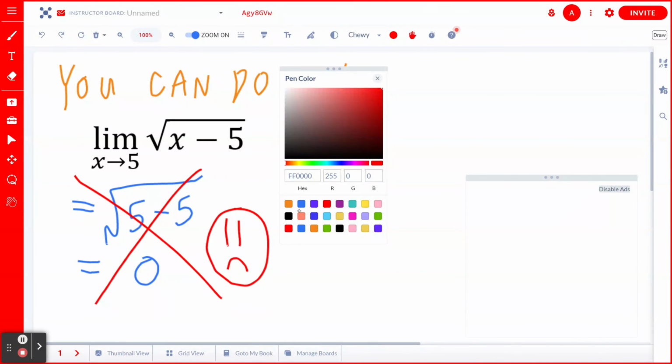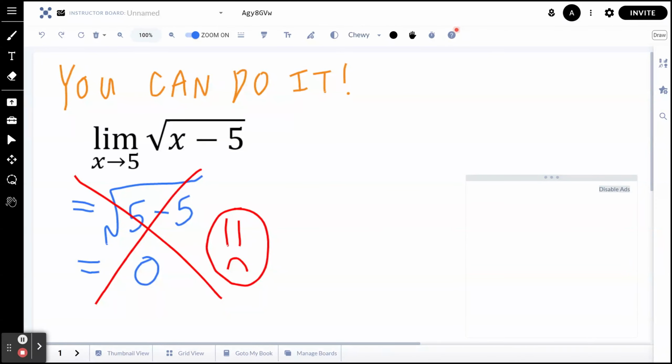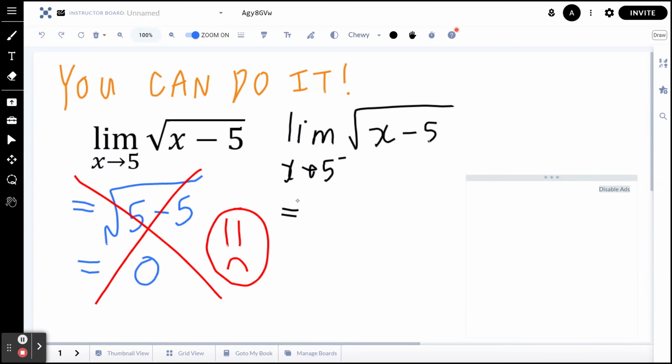So again, if I go back and we do it correctly this time, the first step is to recognize there's a left limit as x is approaching 5, the negative side, that you have to consider first. Now again, I already made a video for this, but if you want to go back to that, that's fine.